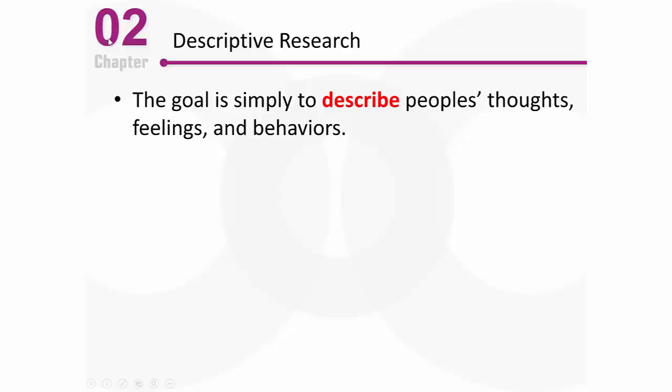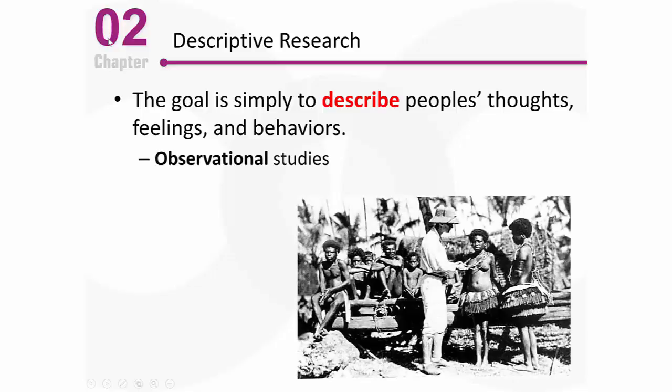When it comes to descriptive research, it's really very straightforward. The goal is simply to describe people's thoughts, feelings, and behaviors, and we can do that in a variety of different ways. Observational studies would provide one way. When we're talking about observational studies, for purposes of our class, we're talking about studies in which behavior is actually observed. We're actually out there observing some type of behavior.